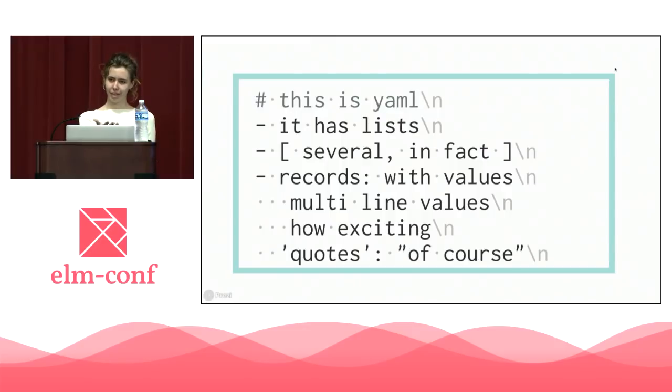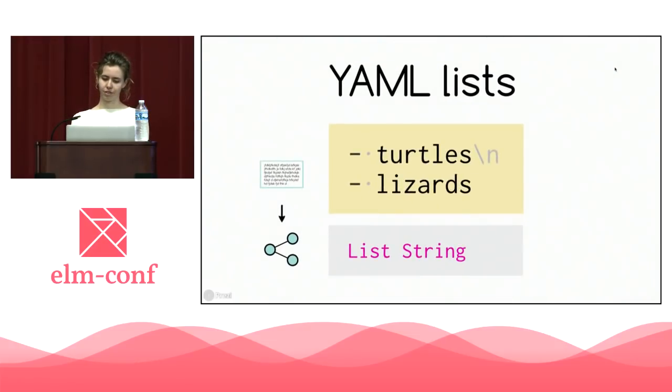So this is what YAML looks like. As you can tell, it's a lot. So we're just going to be focusing on one type of list, which is the YAML lists, one of the ways. And so this is the text snippet that we're going to be parsing, and we want to turn it into the data structure of a list of strings. So how do we start doing that?